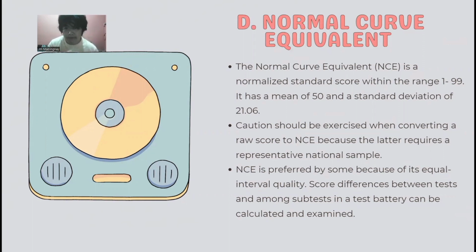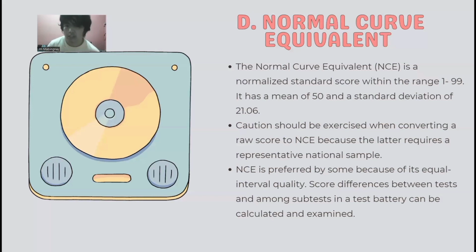The normal curve equivalent is a normalized standard score within the range from 1 to 99. It has a mean of 50 and a standard deviation of 21. It was first developed by RMC Corporation in 1975 to measure the effectiveness of the Title I program across the USA, and is often used to measure gain over time.